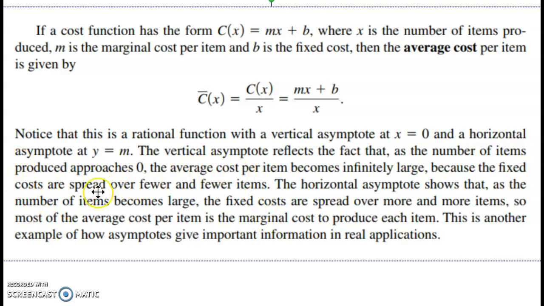The vertical asymptote reflects the fact that as the number of items produced approaches 0, the average cost per item becomes huge, because the fixed costs are spread over fewer and fewer items. The horizontal asymptote shows that as the number of items becomes large, the fixed costs are spread over more and more items. So most of the average cost per item is the marginal cost.